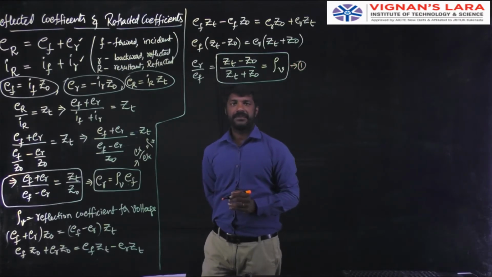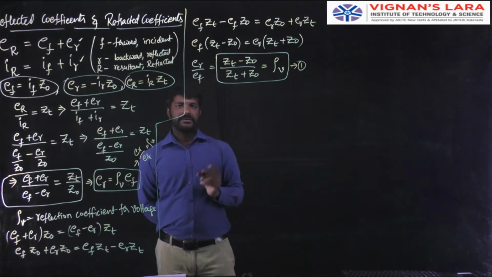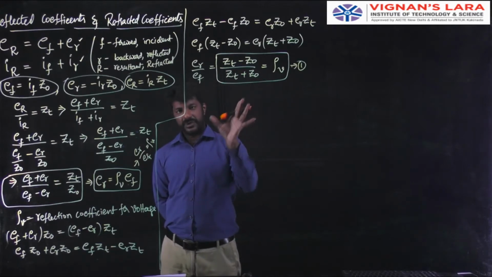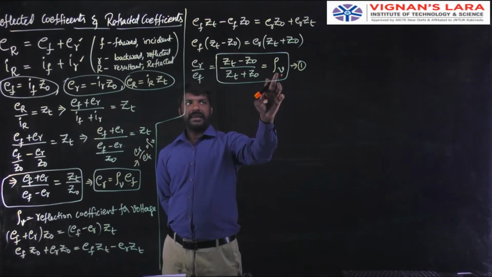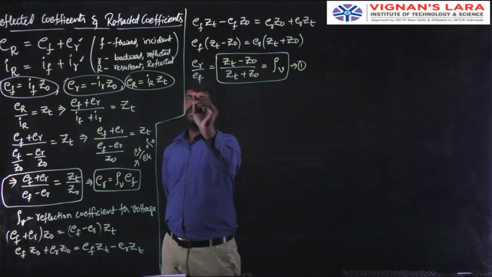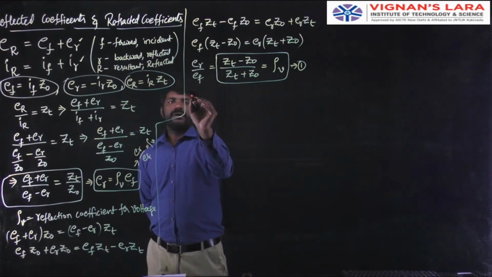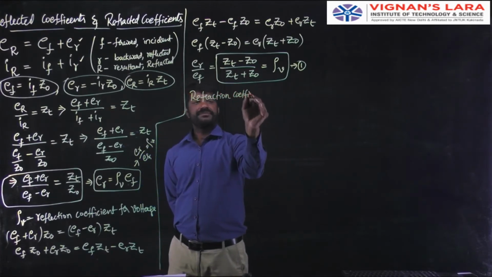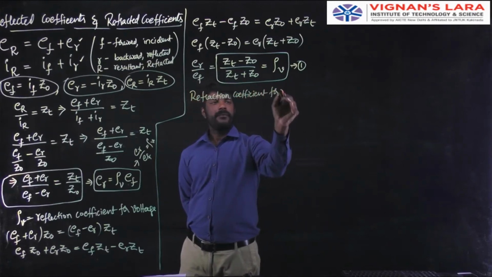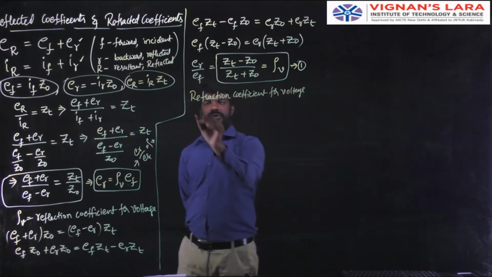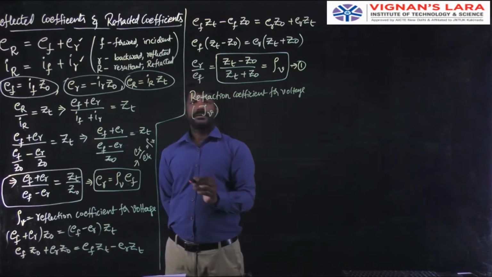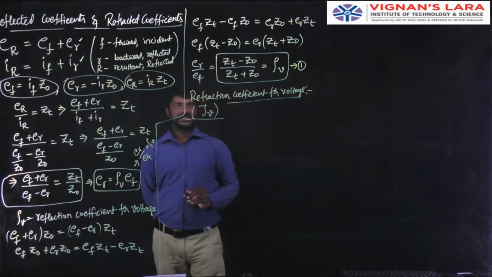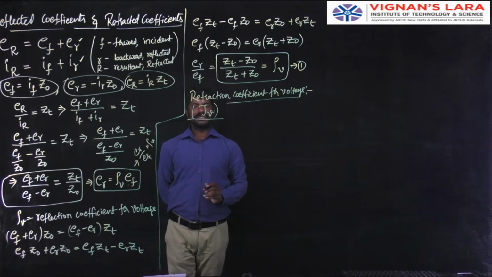Our next step is to calculate rho I. Otherwise, we will first find all terms of voltages: rho V we calculated, tau V we will calculate. Our next calculation is the refraction coefficient for voltage, which is denoted with the letter tau V. This we are going to derive now.